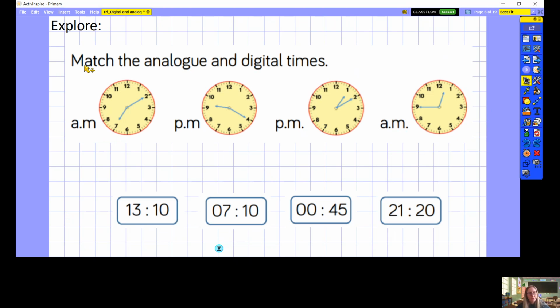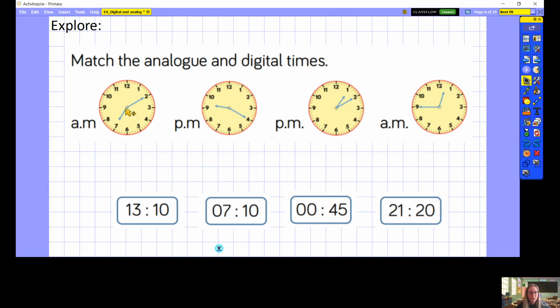Okay, so now we're going to explore matching analog and digital times. You've got 4 clocks here and 4 digital times, and we need to work out the time on each clock and find the digital time for it. So let's have a look at the first clock together.